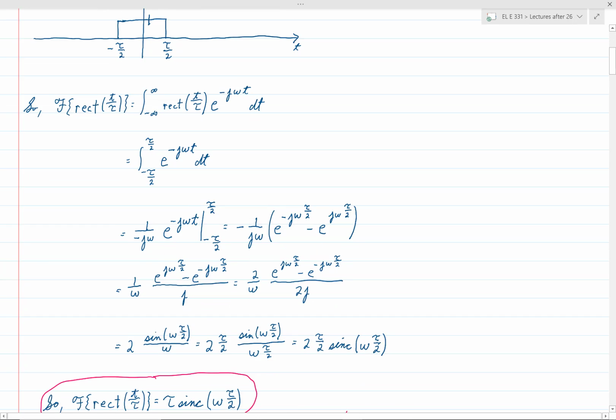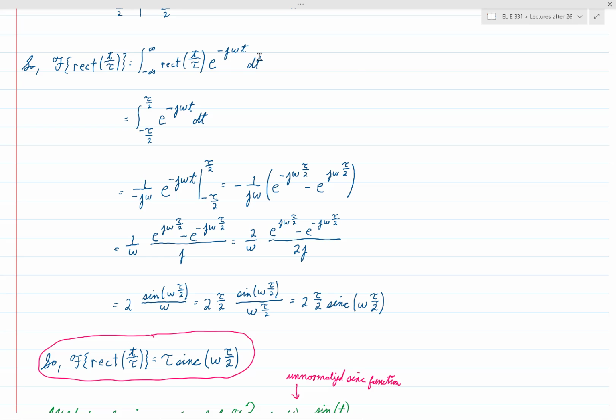So if we start just with the basic definition of the Fourier transform of a function, it's equal to the integral from -infinity to infinity of that function times e to the minus j omega t dt. And so since this rect of t over tau is equal to 0 everywhere except between -tau/2 and tau/2, and there it's equal to 1, this integral can be written in this way.